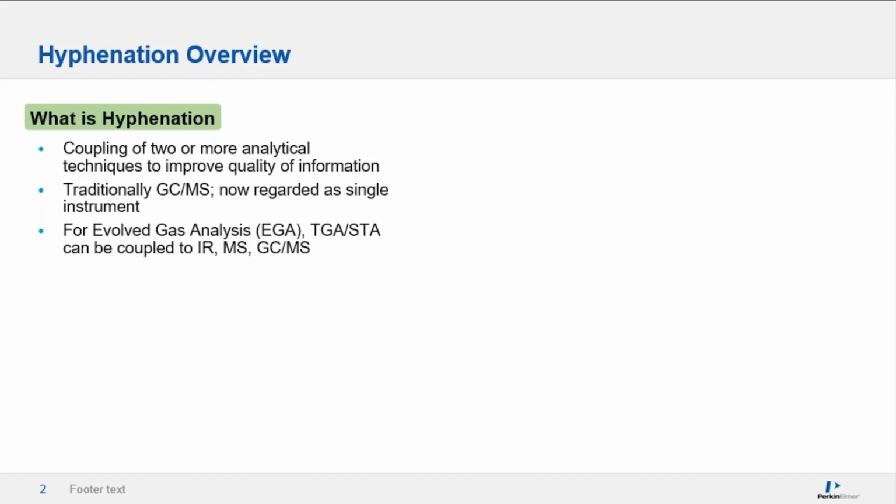For this webinar, we're going to be focused on evolved gas analysis. This refers to using a secondary instrument to obtain chemical information on sample gases evolved during thermal degradation of a sample. So why is hyphenation for evolved gas analysis important? As we will discuss in more detail in a few minutes, TGA, or thermogravimetric analysis, alone yields valuable information regarding thermal stability and weight loss of a sample, but it lacks information regarding the chemistry of the evolved gases.